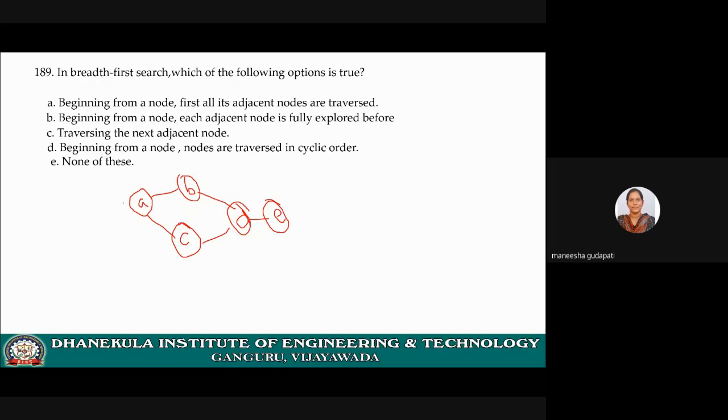If it is breadth first search, we start from node A. So you will visit A. Next, which node will you visit? You will visit all the adjacent nodes of A. After completing these adjacent nodes, you will consider the elements adjacent to B. That's the reason why you implement breadth first search using a queue. So which option is correct? Option A is correct.